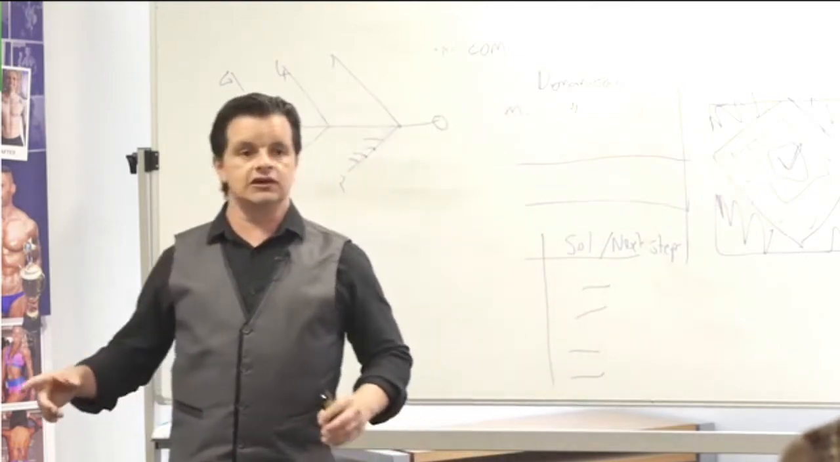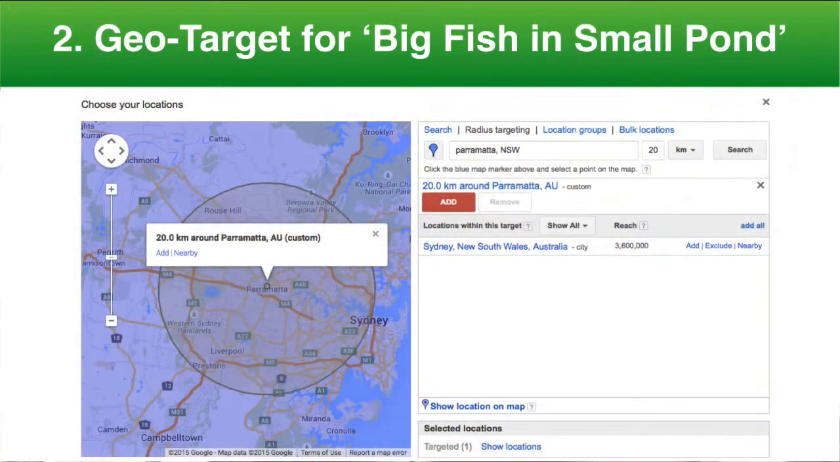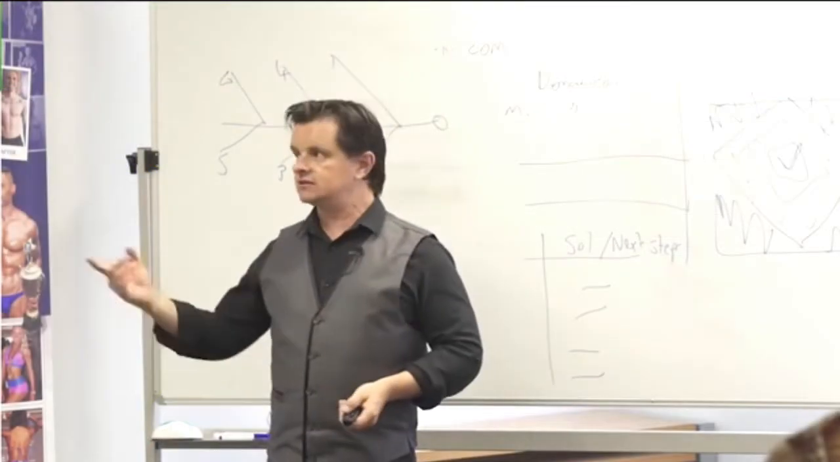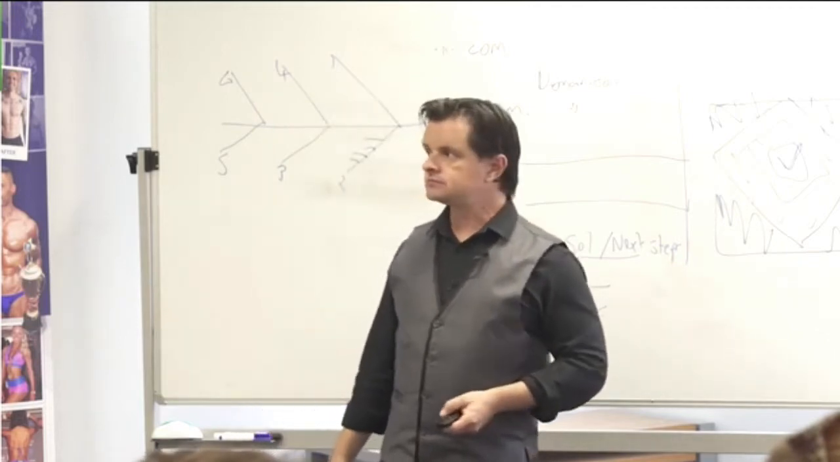The second thing was Geo-Target. So set it up so that, remember, it's been a bit of a theme, what's the geographical circle? All our advertising, pretty much for most people in the room, what's our geographical circle? And we only want to show our ads in that. So it's very, very easy for all of you to be the big fish in the small pond. Okay, so 20 Ks around Parramatta in this example.